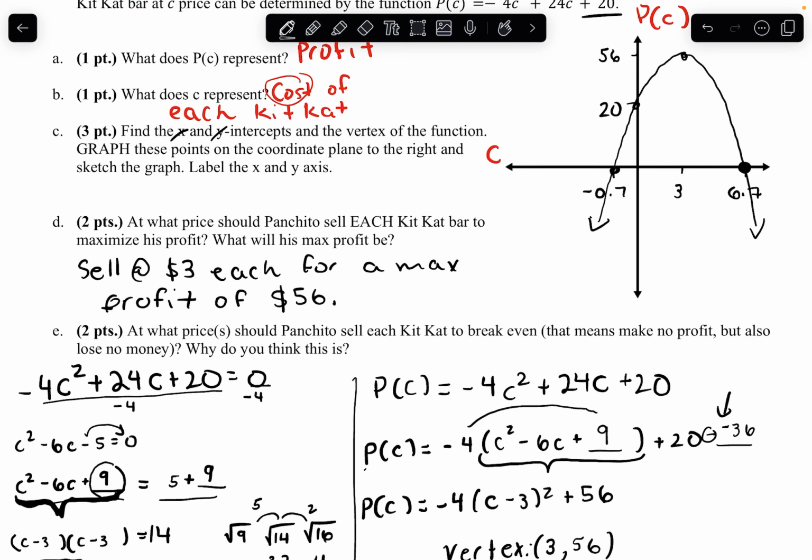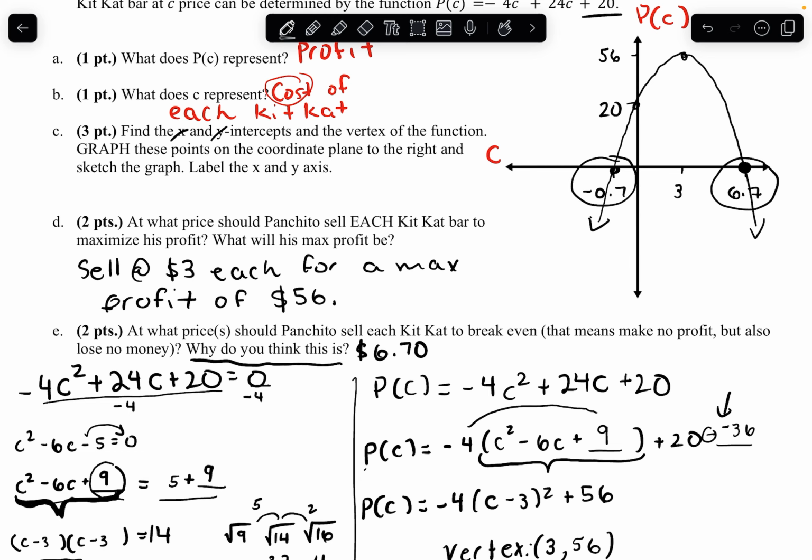Okay, lastly, at what price should Panchito sell each Kit Kat bar to break even? That means make no profit, but also lose no money. That would be our x-intercepts, right? He can really sell them at -70 cents each. So I'm looking for $6.70. If he sells them at $6.70, he's not going to make any money, but he's also not going to lose any money. Why do you think that is?